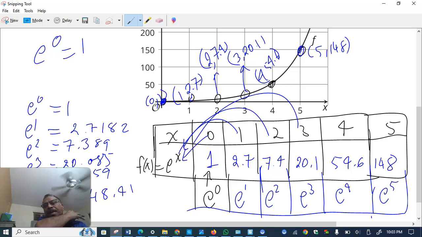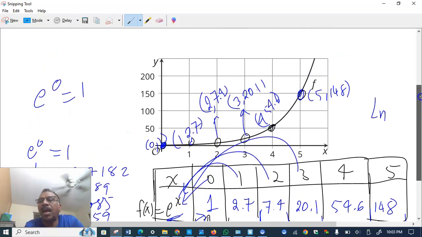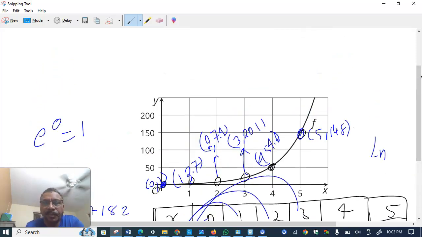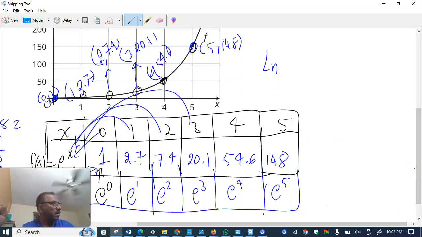So now, what is the role of e? You give any input to e, and you get this output. But we want to know what ln means to you. So the question is asking: explain how to use the graph to estimate logarithms such as, what is the ln of 100?